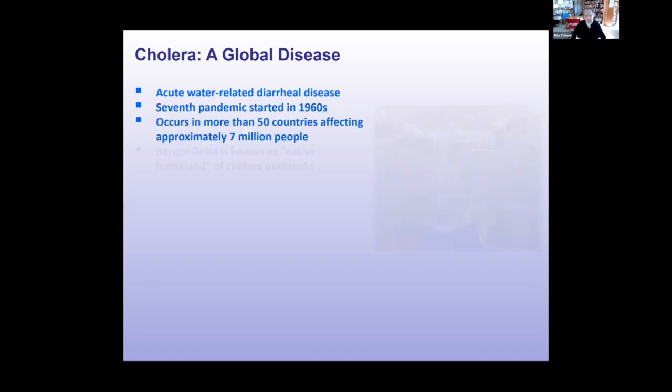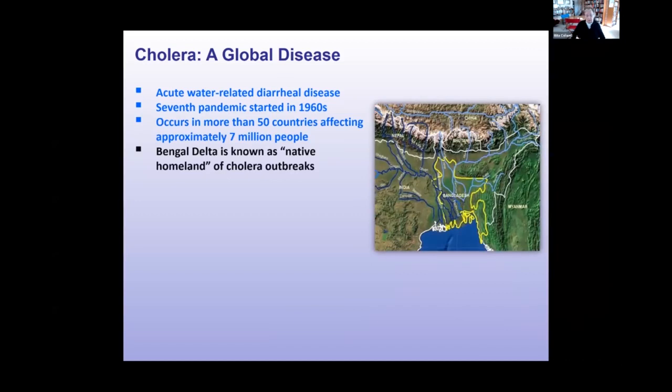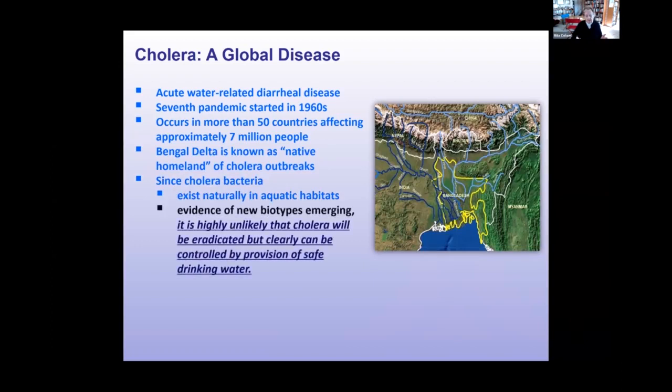Cholera occurs in about 50 countries, it affects millions of people. We've unfairly labeled the Bengal Delta as the homeland, but 100 years ago, cholera was in the US and Europe, etc. We made the discovery some years ago that the bacteria are naturally occurring in the environment, and they carry out carbon and nitrogen cycling, so they really can't be eradicated.